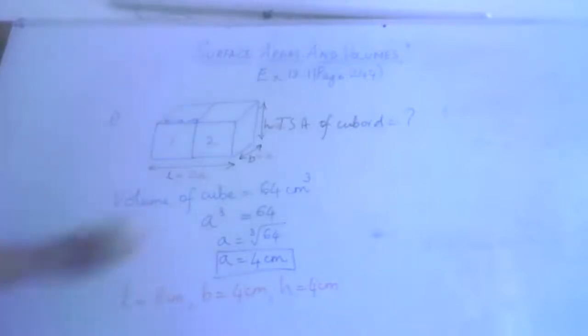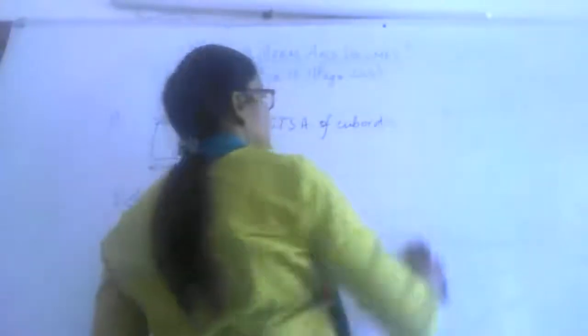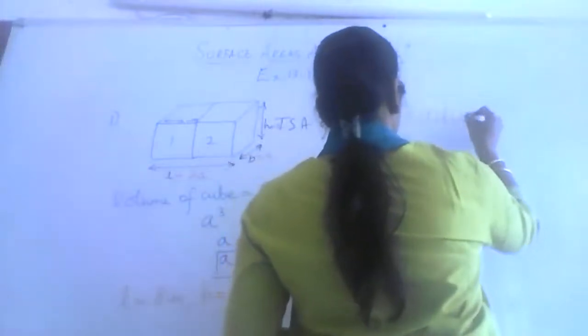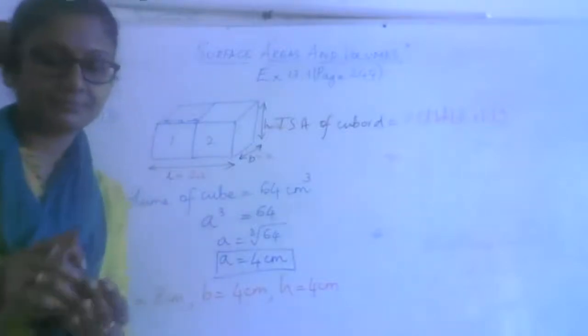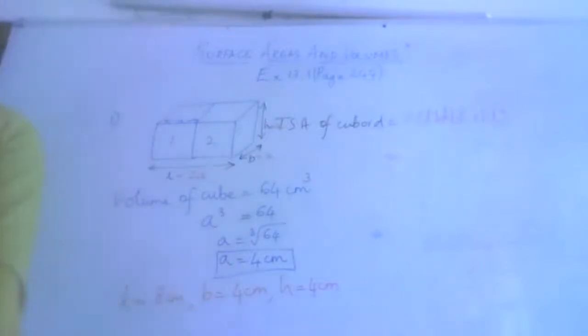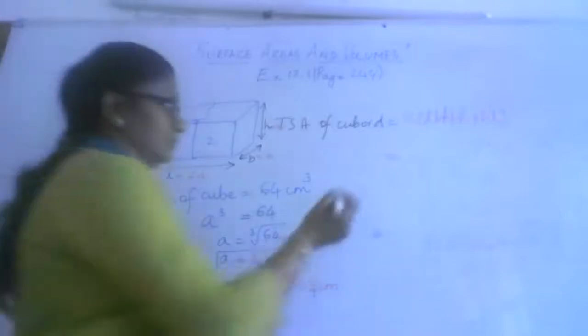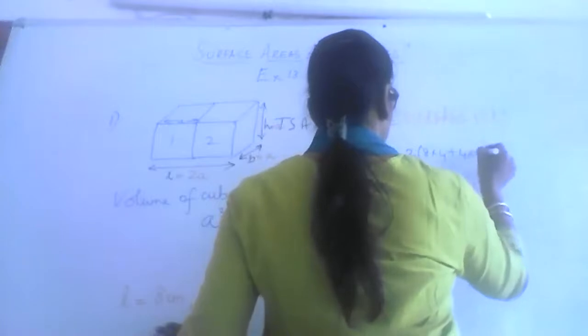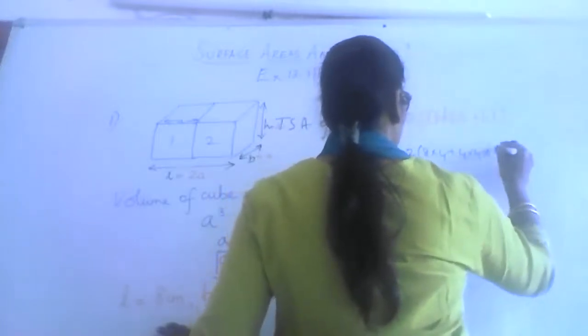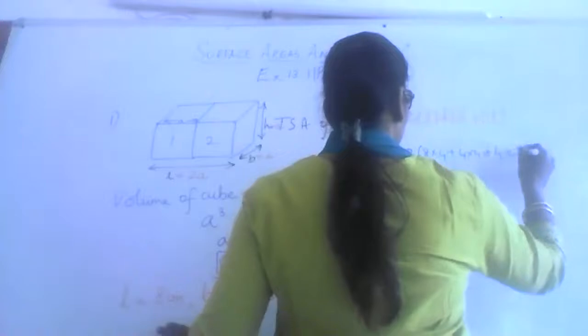Now I have the L, B and H. Can I find the TSA of the cuboid? What is the formula for the TSA of the cuboid? 2 into LB plus BH plus HL. Now substitute it and find out fast. All the three I have given you, the length, breadth and the height. Put it back in the formula, simplify and tell me quickly. Come on. 160 centimeters square. LB means 8 into 4 plus BH 4 into 4. Again, HL will be 4 into 4, 4 into 8.